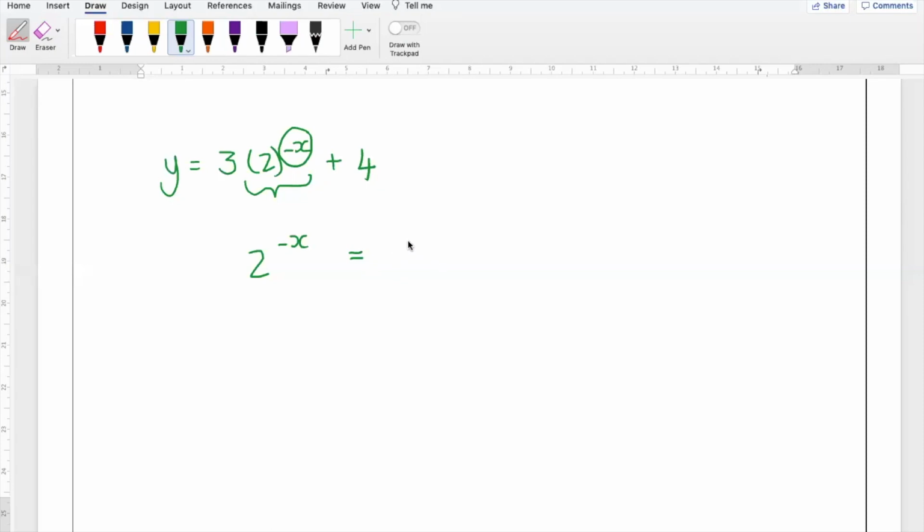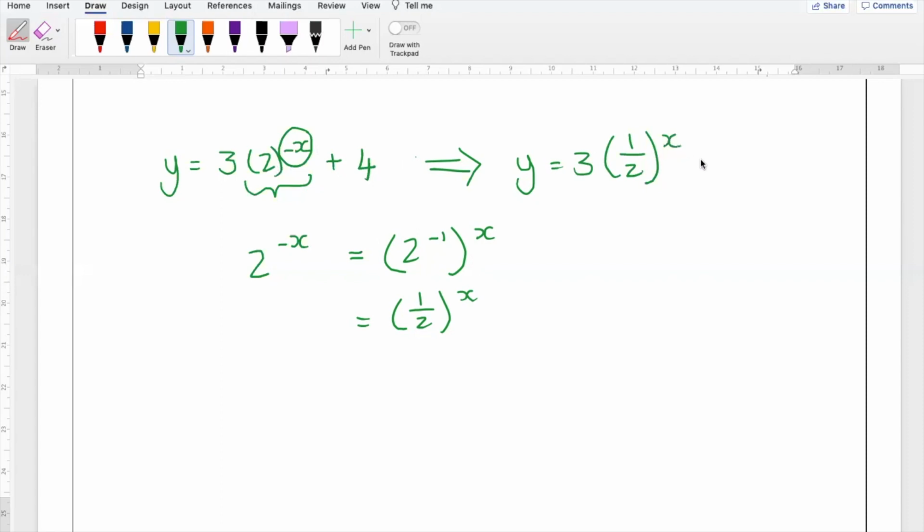Well, I'm really hoping that you remember from your exponential rules that this is the same as saying 2 to the power of negative 1 all to the power of x. And 2 to the power of negative 1 is just a half to the power of x. So technically, this equation over here is exactly the same as writing y is equal to 3 times a half to the power of x plus 4. So if you ever see something to the power of negative x, remember this rule. Don't let it trip you up.